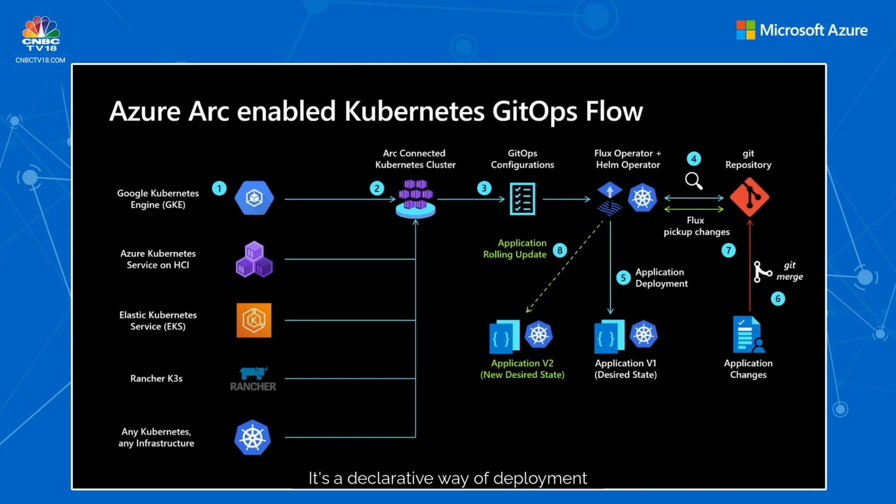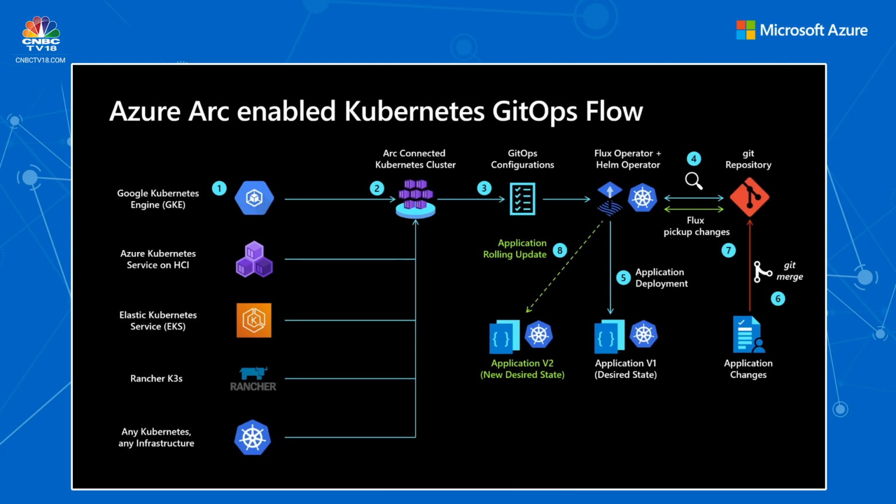It's a declarative way of deployment and ensures that your cluster is always in sync with the state of the manifest files or the Helm charts. If there's any drift in the cluster, then the GitOps operator will automatically reconcile. This is one of the big advantages of GitOps over traditional CD. CD is point in time, whereas GitOps provides self-healing and reconciliation.